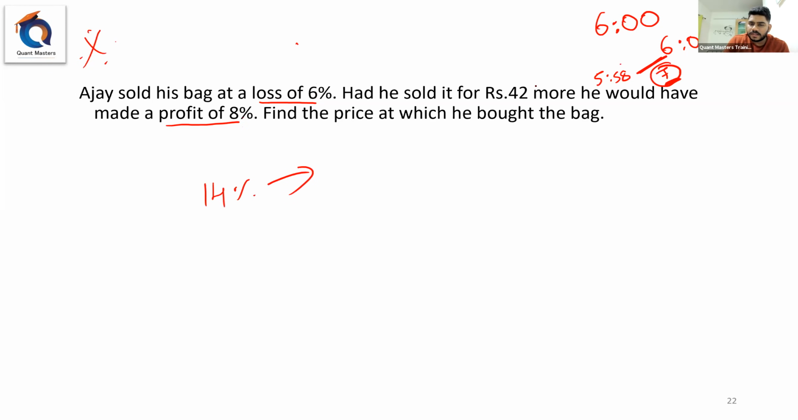And this 14% is because of what? A difference of 42. I got a difference of 14% when I added 42. So 14% is 42, which means 1% is 3. Sir, if 1% is 3, 100% of the price will be nothing but 300. End of the story, without even touching the pen.